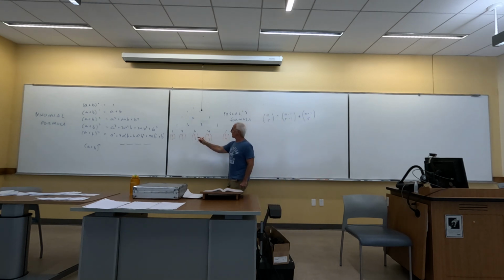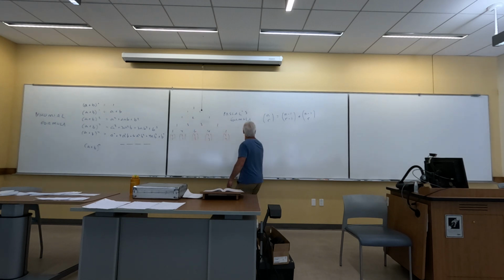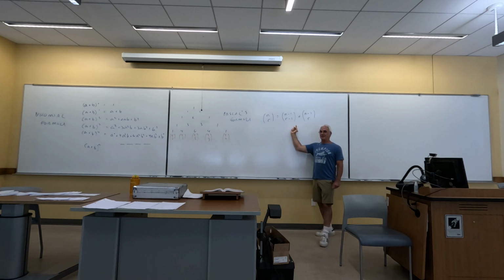So in the binomial theorem, 4 choose 0 is 1. 4 choose 1 is 4. 4 choose 2 is 6, and so on. But the previous row, what was this? This was 3 choose 0. This was 3 choose 1. This was 3 choose 2. 3 choose 1 plus 3 choose 2 added up to 4 choose 2. That's exactly what this says.